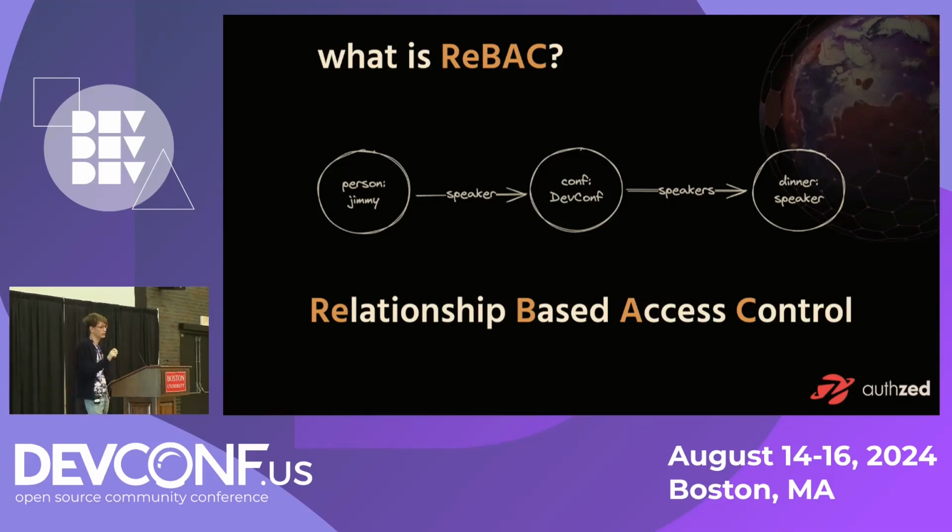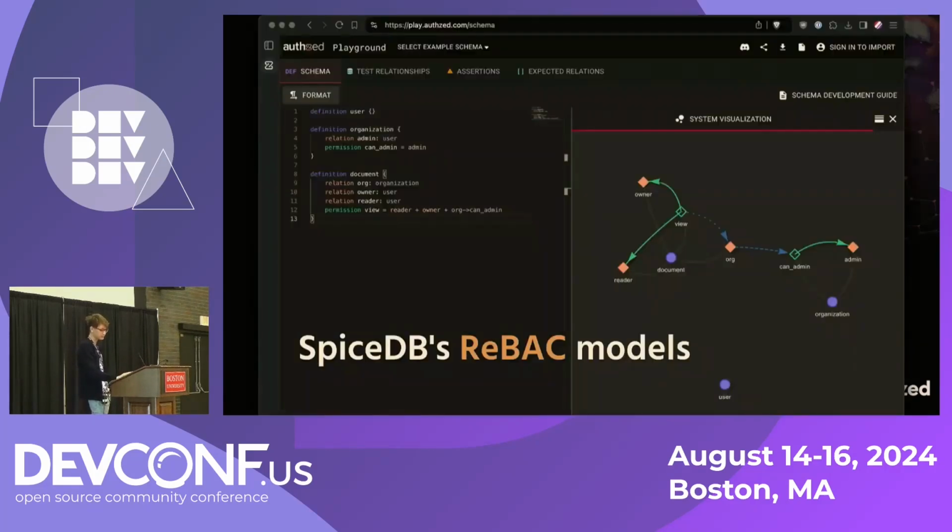It's the idea that if you can follow a chain of relationships between a particular entity and another one, that means they have access. So I have this example up here on the slide, which is person Jimmy. There's two relationships here. On the left, there's person Jimmy is a speaker at DevConf, right? And then on the right, there's DevConf speakers have access to the speaker dinner. And you can ask the question, does Jimmy have access to the speaker dinner? And you'll follow this chain. And because you can find this chain from Jimmy to the speaker of DevConf to the speakers of DevConf have access to the speaker dinner, now you know that Jimmy has access to the speaker dinner. And this can get arbitrarily complex.